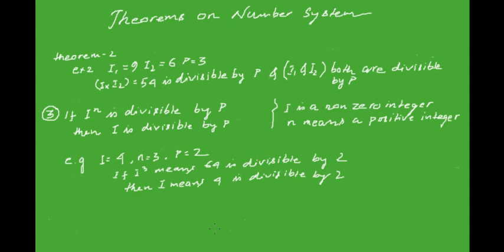Theorem 3. If I to the power n is divisible by p, then I is divisible by p, where I is a non-zero integer, n means a positive integer. If the value of I is equal to 4, n is equal to 3 and p is equal to 2, then I cube means 64 is divisible by 2, then I means 4 is divisible by 2.